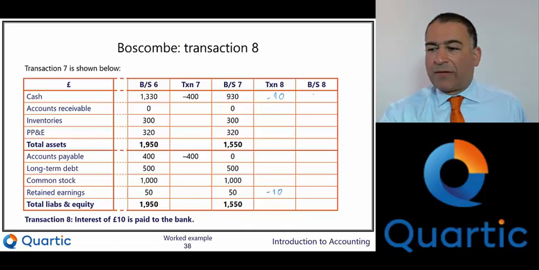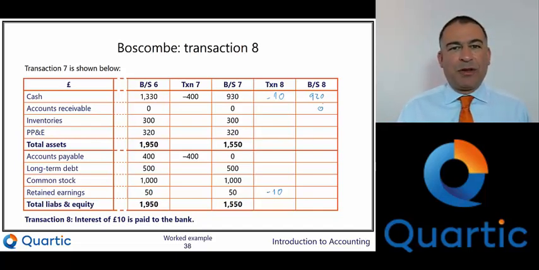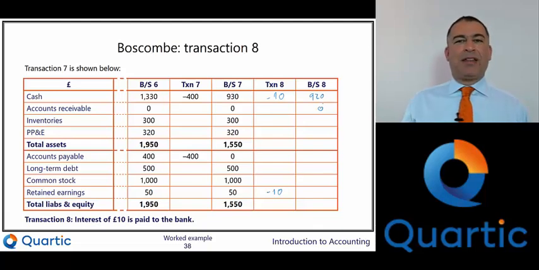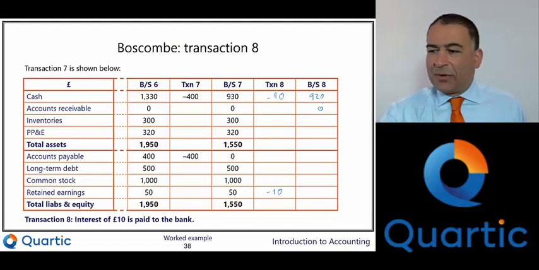So how much cash do we have now? 920. No receivables. I mean, this is a retail business. Think about your local supermarket or retail outlet. They're not going to have many receivables because if you pay to a shop in cash, they've got the money. If you pay to the shop on a card, they're going to have the money within a few days. So accounts receivable are going to be very low for any retail business. Inventories remain at 300.